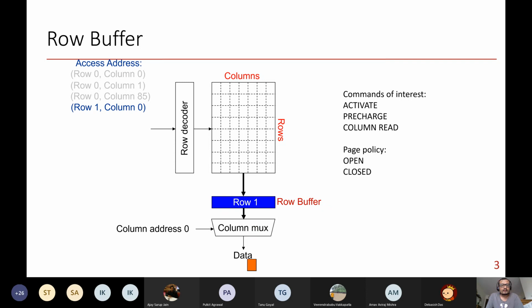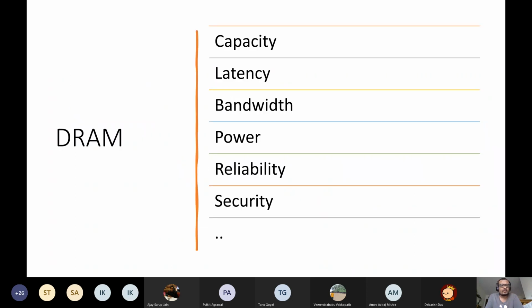That's how it is, the notion of row and the different commands of interest. There are hundreds of commands that happen when you send a request from the last level cache to DRAM, but that's not the goal of this course. So just keep in mind these three high-level commands: activate, pre-charge, and then reading a column.